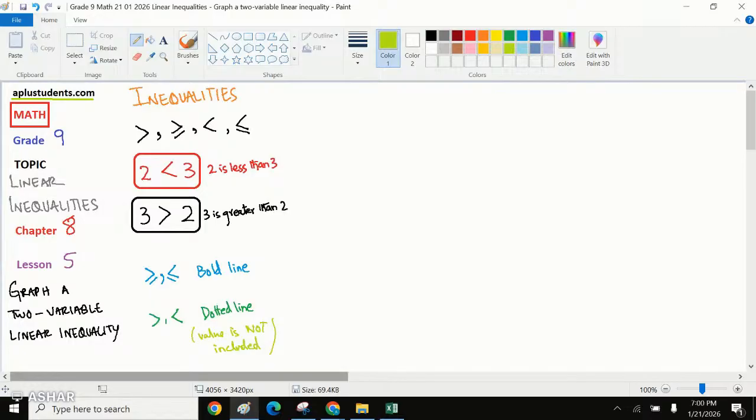So this is just the basics. We saw that there are 4 types of inequality signs. 2 is less than 3 would be exactly the same as 3 is greater than 2. Whenever we have an equal sign with an inequality on the graph, we will draw a bold line. A bold line means a non-dotted line, a regular line. And when we don't have an equal sign, we make a dotted line. Okay. So this is the initial information we need to remember. Now let's see how we can do the graphing of this.